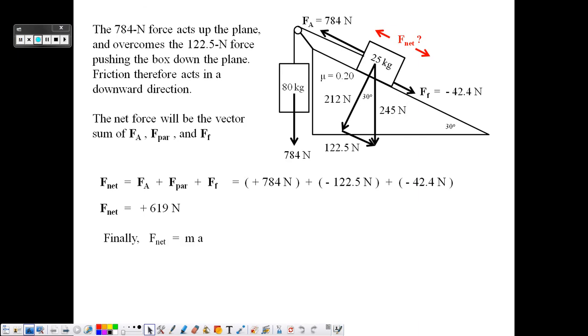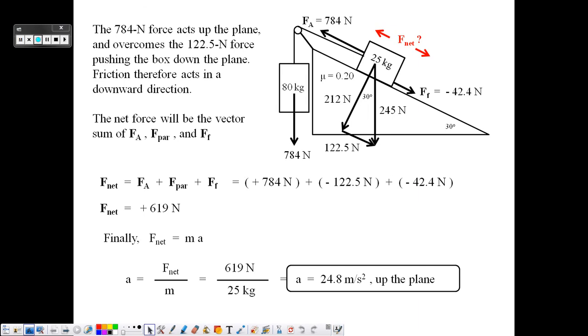And then I can apply Newton's second law, F equals ma. Solving for the acceleration, putting my values in there, and ultimately it turns out to be 24.8 meters per second squared up the plane, or positive.